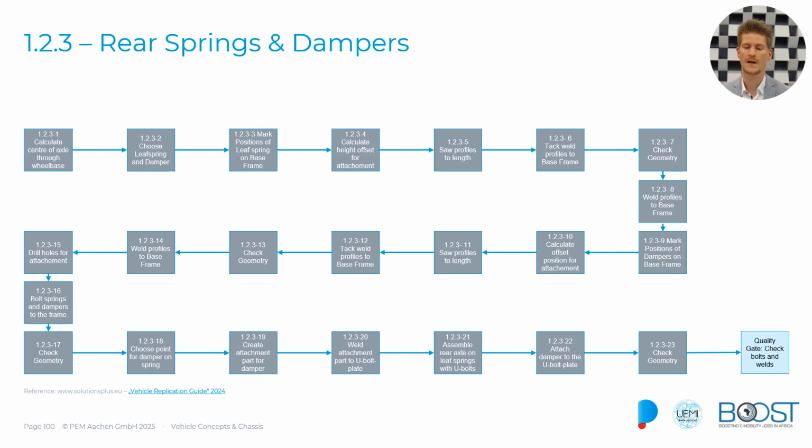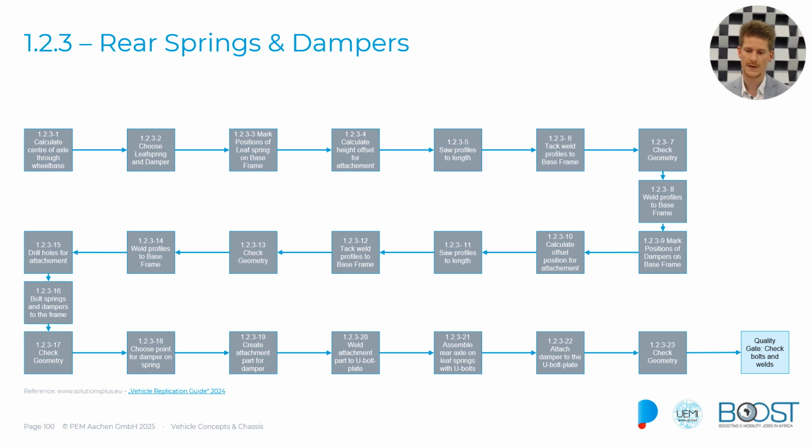Then we will look at the profiles, saw them to length, tack weld them to the profile, check again the geometry, and then weld the profiles to the base frame. And then we will take care of drilling the holes for the attachment. We will bolt the springs and dampers onto the frame, install them, and again check the geometry if it's what we wanted to have.